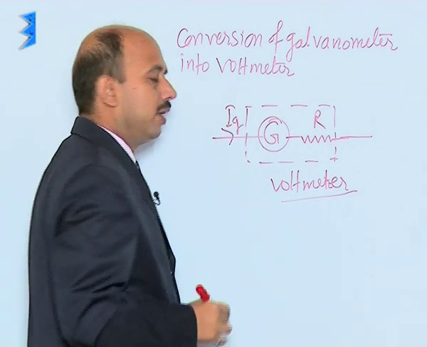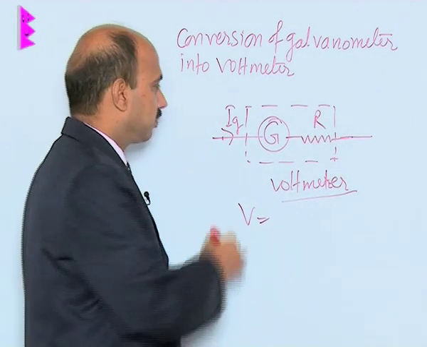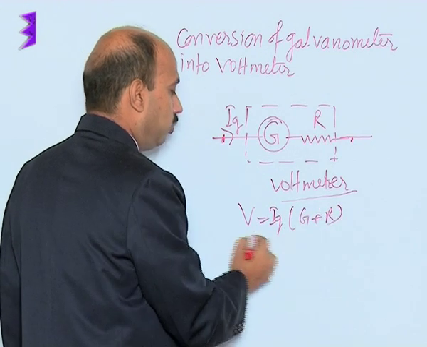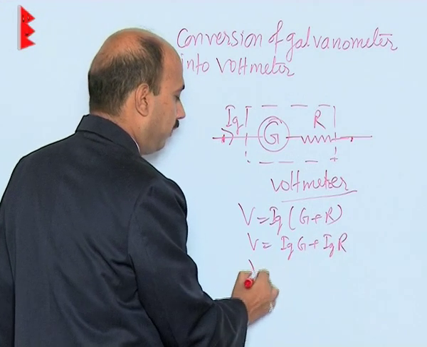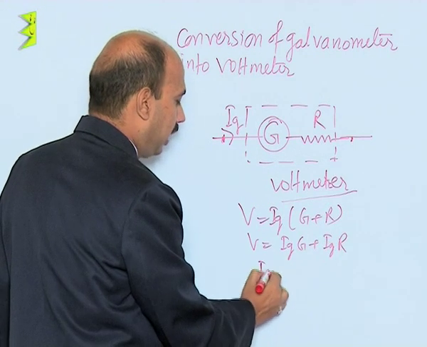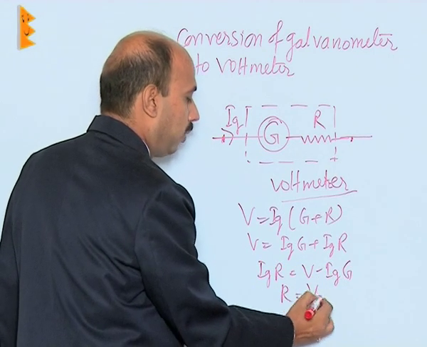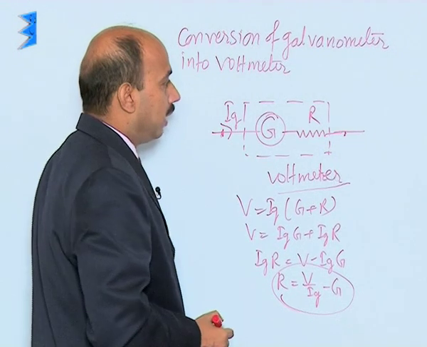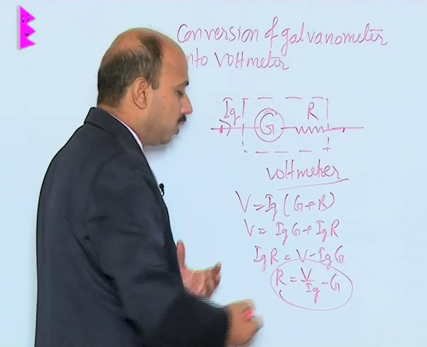Suppose current Ig is going here. So we can write V is equal to the potential difference across this end and this end, Ig into G plus R. So we can write V is equal to Ig into G plus Ig into R. Here we have to get the value of R. So we can write IgR is equal to V minus Ig into G, and R is equal to V upon Ig minus G. So by using this formula you can convert the galvanometer to any desired range, if the value of V or the range is known to you.